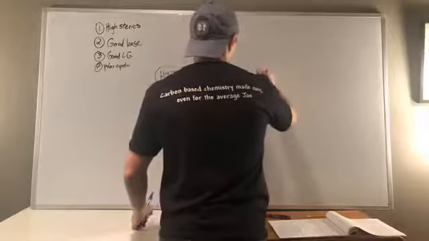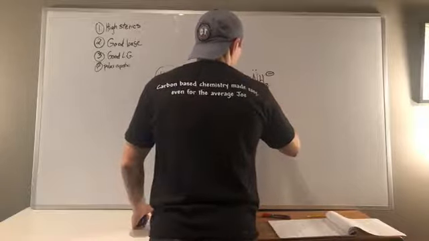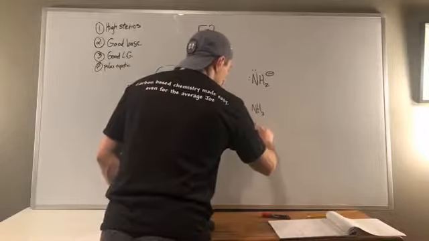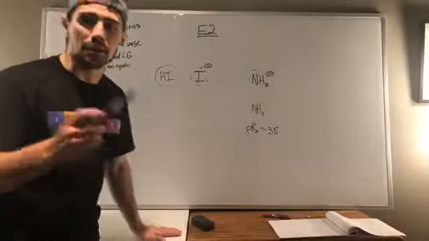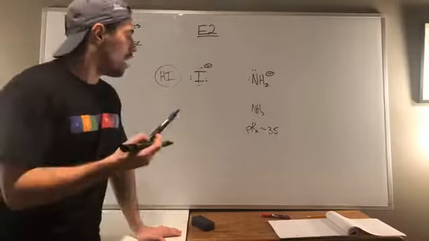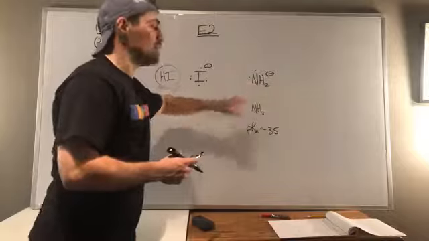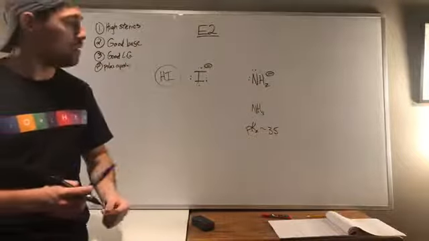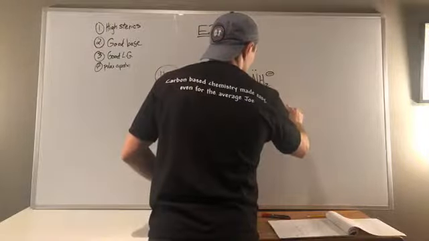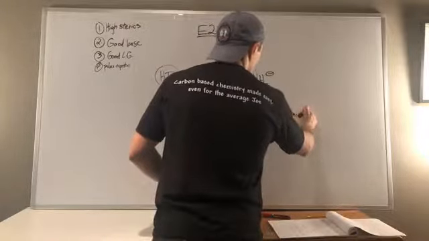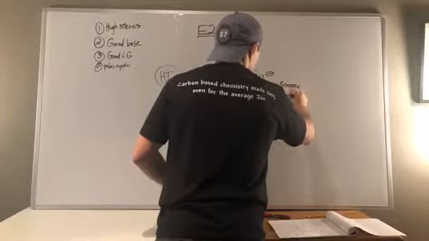Now let's take, for example, something like NH2 minus. So NH3, ammonia, has a pKa of roughly 35. Remember, the lower your pKa is, the better acid you are. Well, if we deprotonate ammonia, which has a pKa of 35, if we force it to be an acid, which it's not good at, you get NH2 minus. So if this is a weak acid, then this puppy is a super strong base.